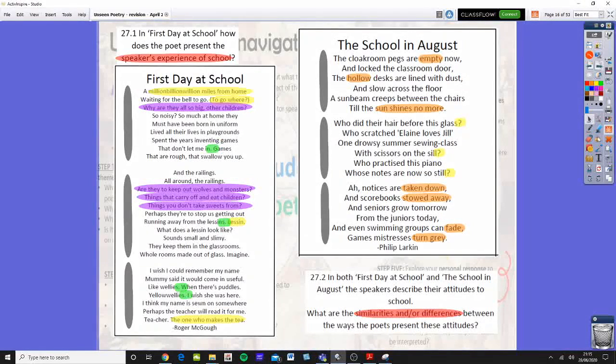The School in August. The cloakroom pegs are empty now, and locked the classroom door. The hollow desks are lined with dust and slow across the floor. A sunbeam creeps between the chairs till the sun shines no more. Who did their hair before this glass? Who scratched Elaine loves Jill, one drowsy summer sewing class with scissors on the sill. Who practised this piano, whose notes are now so still? Notices are taken down and score books stowed away, and seniors grow tomorrow from the juniors today. And even swimming groups can fade. Game mistresses turn grey.